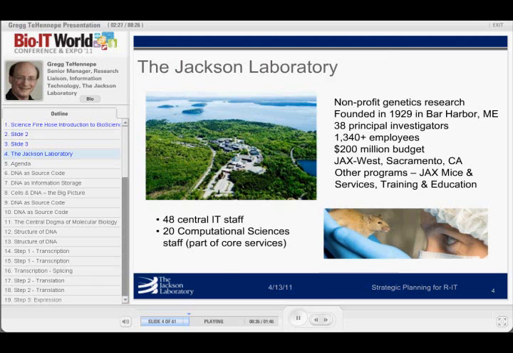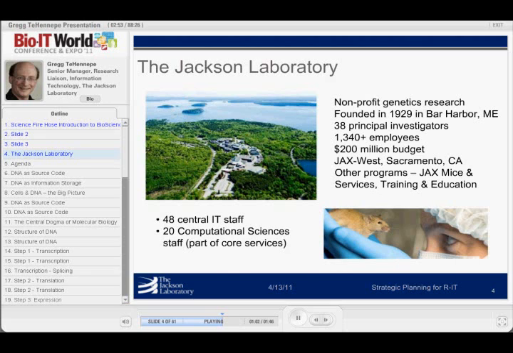The lab is not just about research programs. Clearly the key focus of the lab is research programs, but we are also well known for our services to other researchers, primarily in the form of research mice. We're the gold standard for high-quality research mice, and the mouse is used as a really important platform in looking at the basis of genetics.